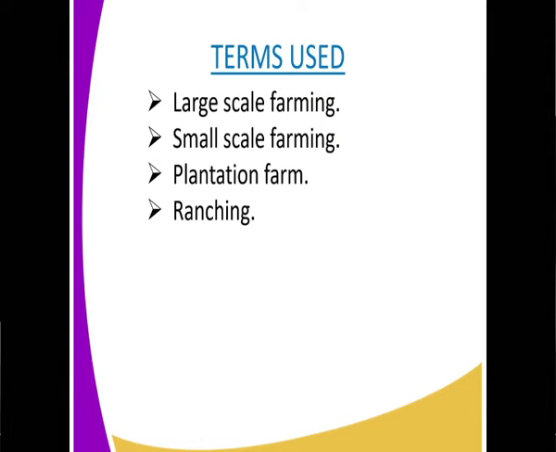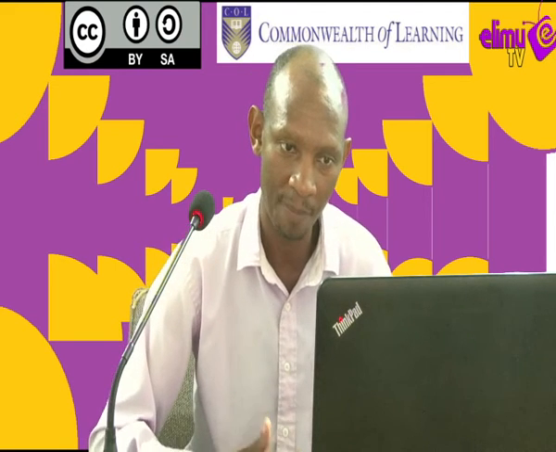Then plantation is whereby the farmer will produce one type of crop on a very big piece of land. For example, we have tea plantation, you can have sugarcane plantation, whereby the farmer will engage in production of only one type of crop. On the other hand, another term used is ranching, and ranching involves rearing of livestock on marginal areas.